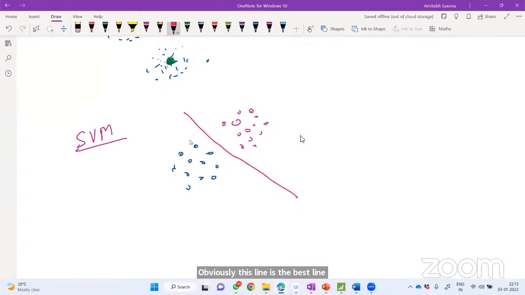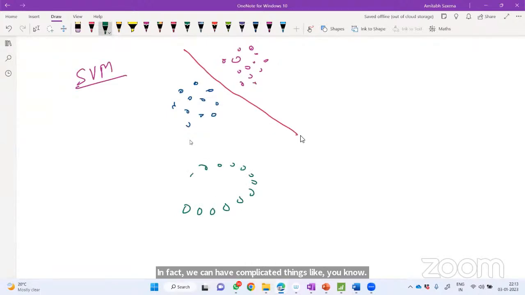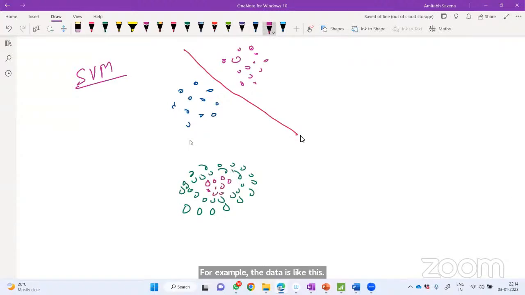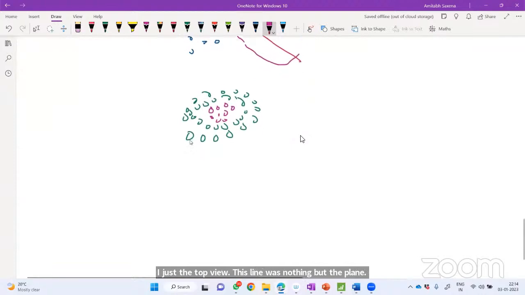So using support vector machine, I can get that optimal hyperplane which divides the data into two categories, or three categories. In fact, we can have complicated things. For example, let me ask you, how will I divide this data if the data is like this? Which plane? It's very difficult to find the plane. A plane means three dimensional. Treat this as the top view; this line was nothing but the plane. Now, can you create a plane here? Very difficult. So I will use something called the kernel trick.